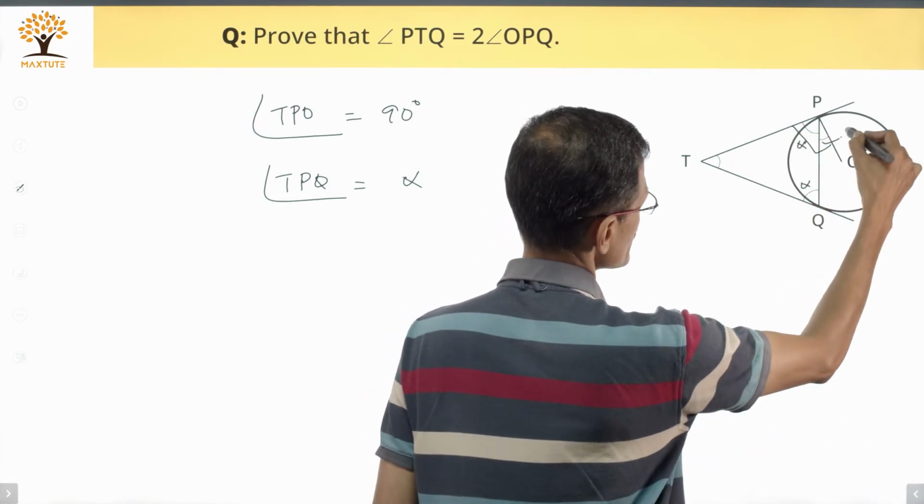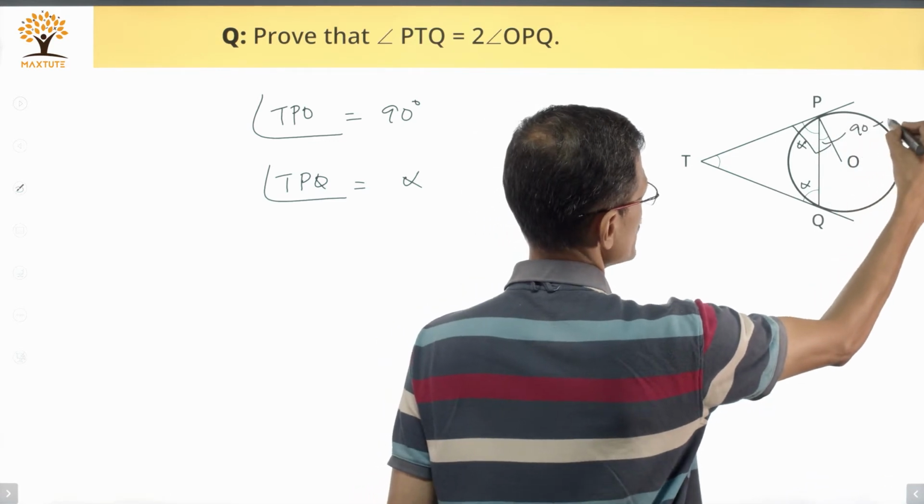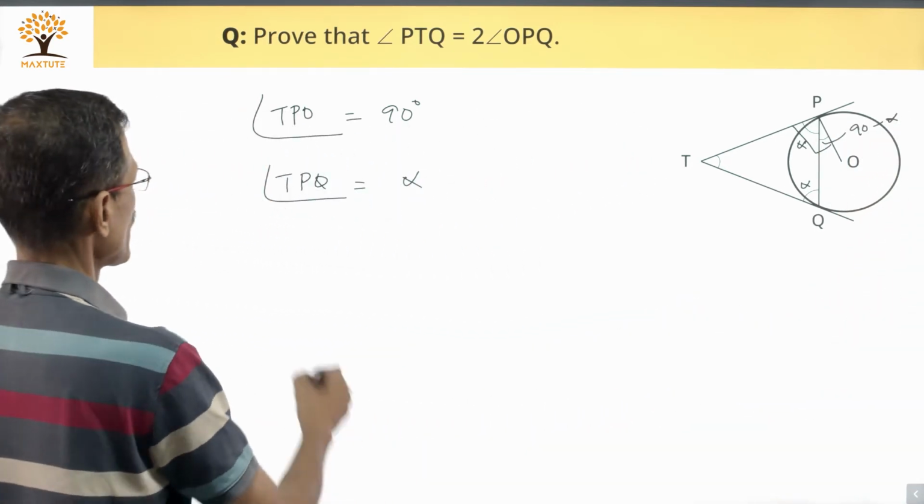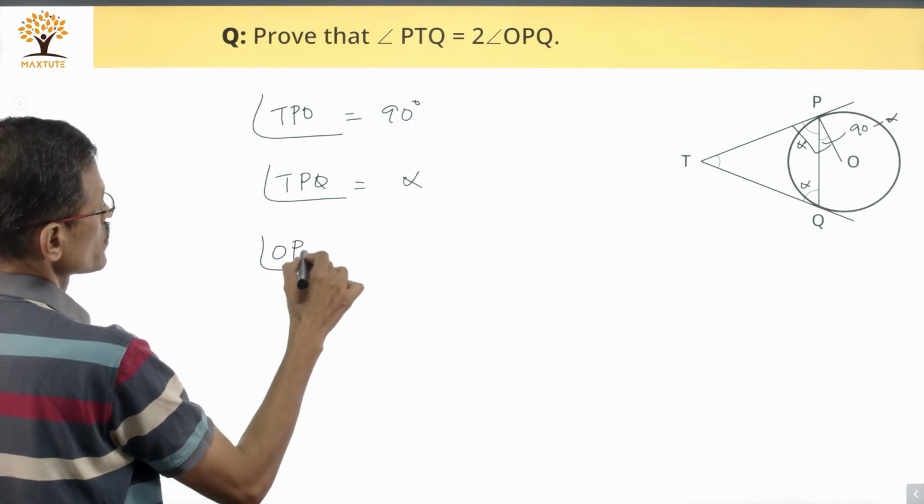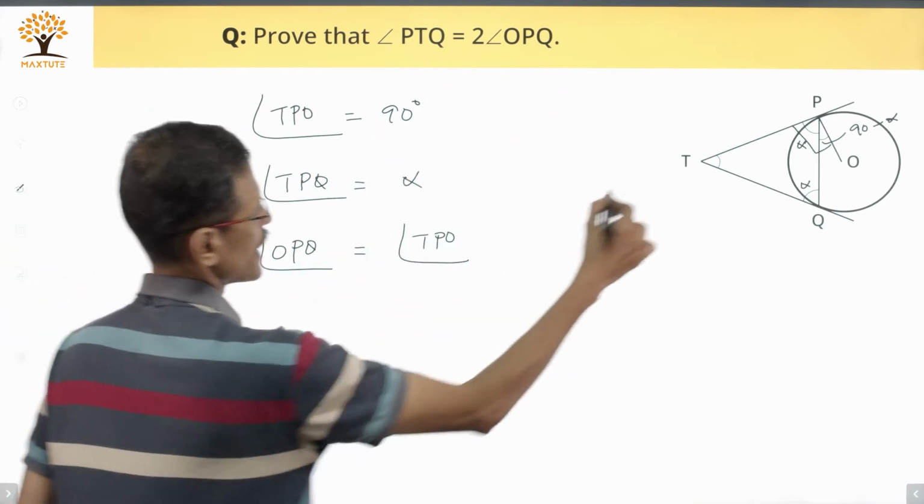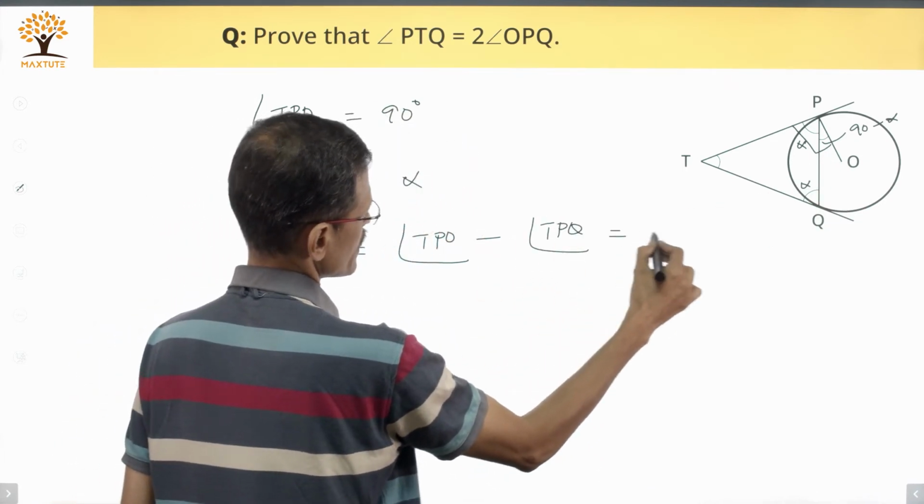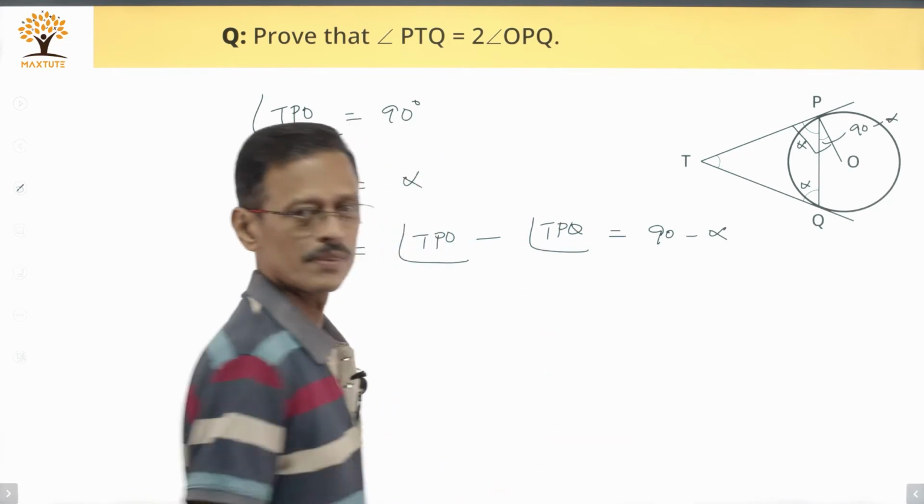What is going to be the measure of this angle? This angle is going to be the overall 90 minus this alpha. So, this is equal to 90 minus alpha. So, angle OPQ, which is what we have on the right hand side, is nothing but angle TPO, this entire 90 degrees, minus angle TPQ, which makes it 90 minus alpha.